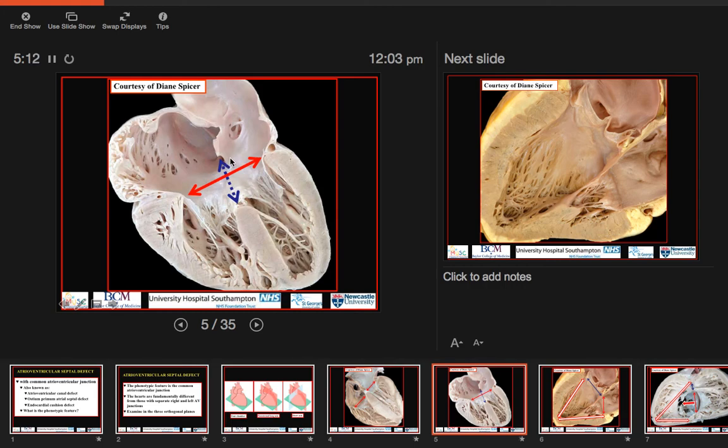And the atrioventricular septal defect is the space between the leading edge of the primary atrial septum and the scooped out crest of the muscular ventricular septum. And it's the combination of those two entities that produce atrioventricular septal defect with common atrioventricular junction.